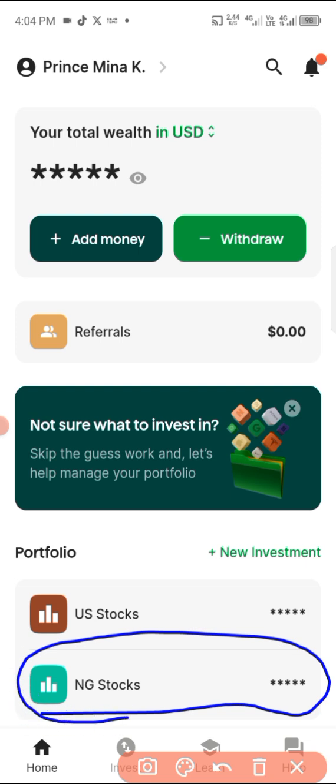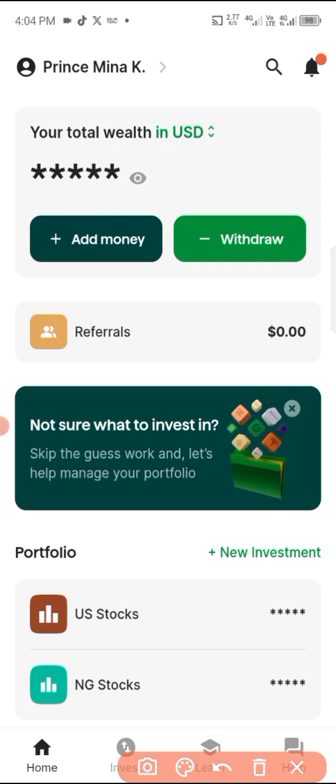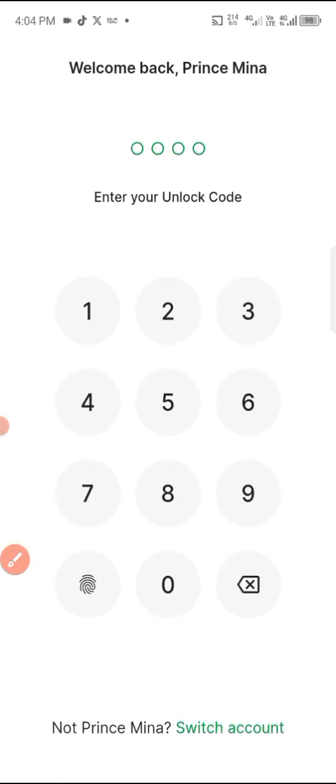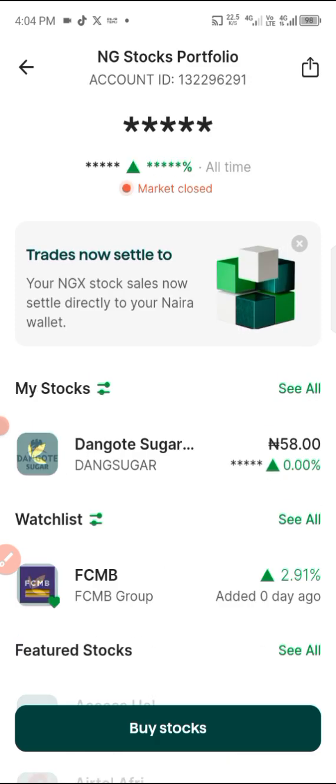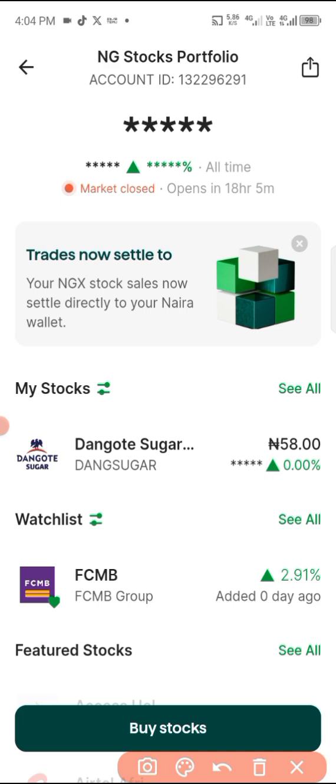Today I'm going to be talking about just the Nigeria stock only. Okay, so how do you identify a good stock to buy? Okay guys, this is what you do. You click on this Nigeria stock market. Once you click on it, it will display the different portfolios that we have. We have different stock markets.